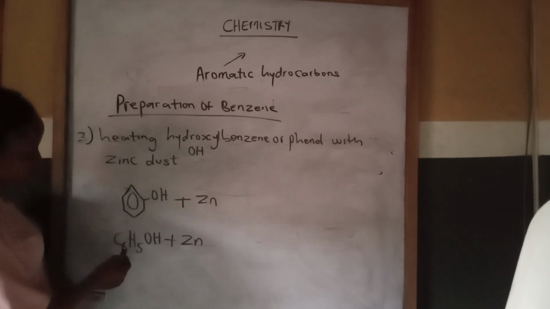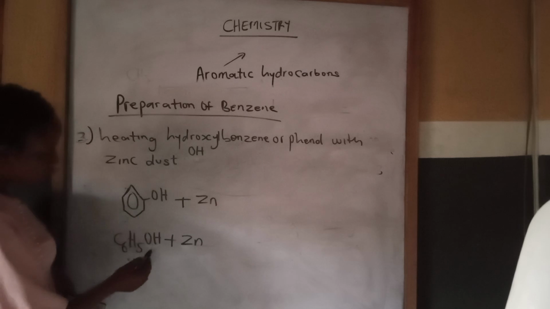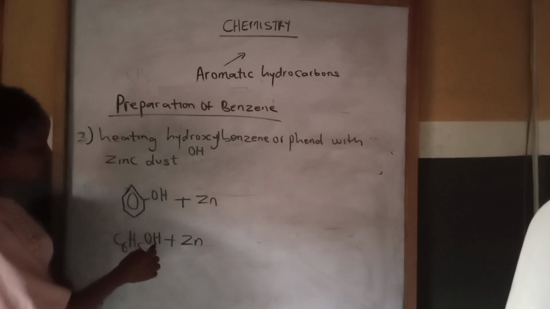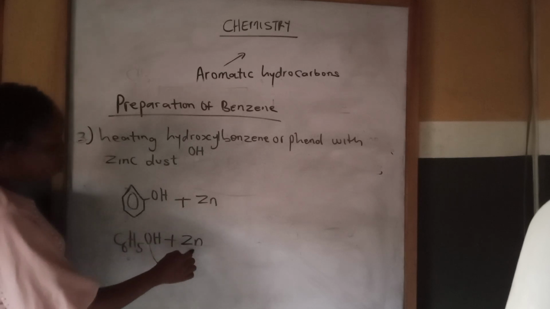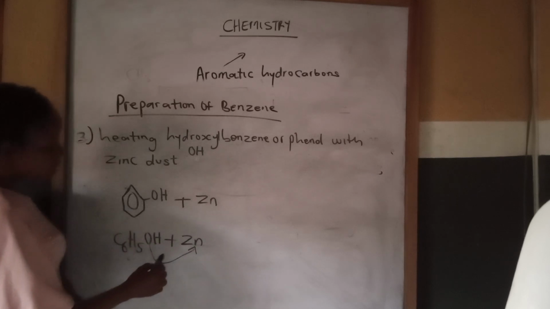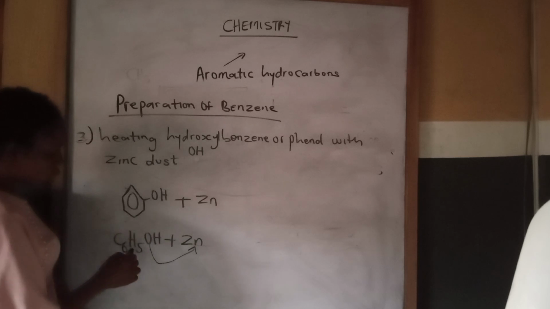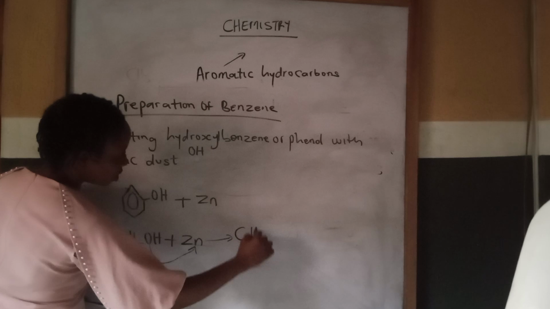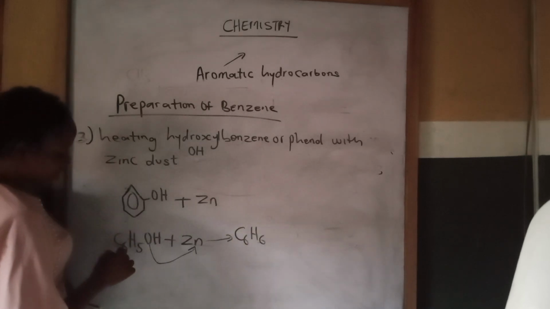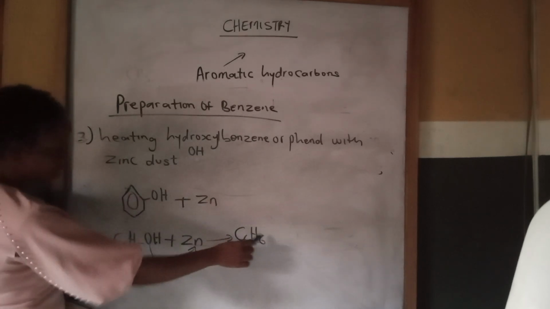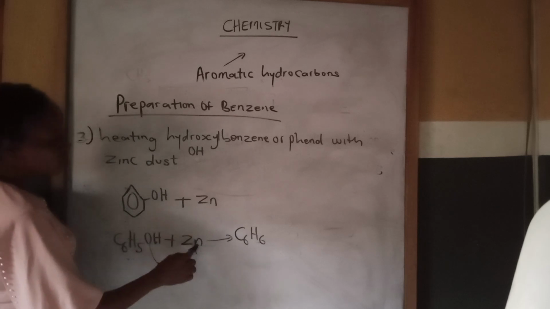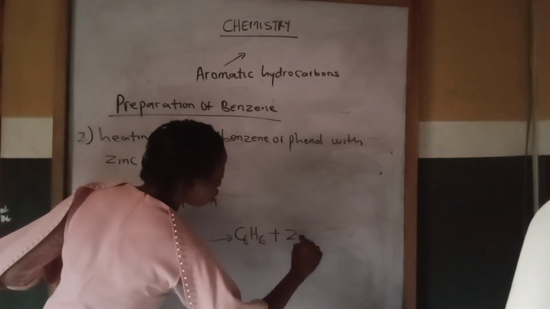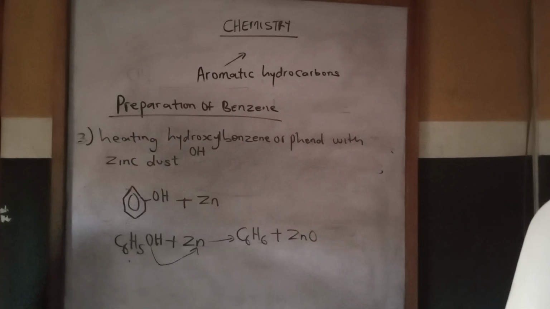So let me use the molecular formula to explain. So there will be decomposition. This one will release what? Hydrogen. It will release oxygen. Then oxygen will combine with zinc to give us zinc oxide. Then hydrogen will combine with C6H5 to give us C6H6. So that is C6H5 plus hydrogen will give us C6H6. Then oxygen will combine with zinc to give us zinc oxide. That is the third method of preparing benzene.